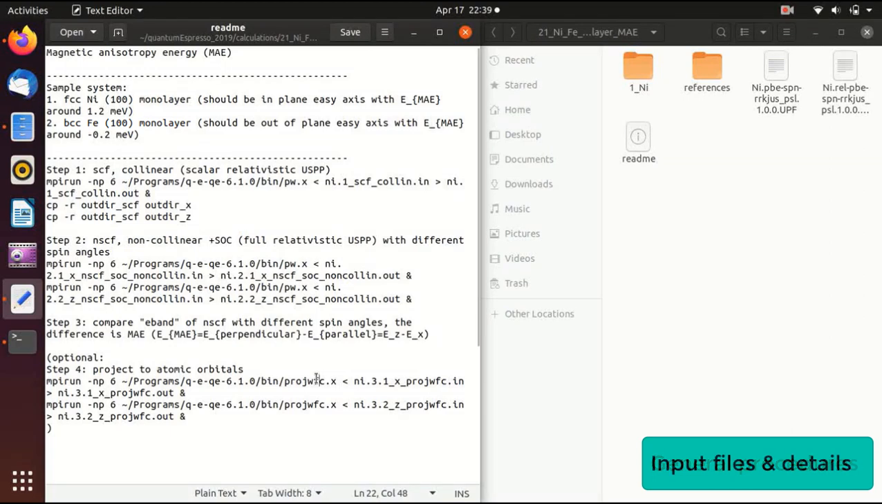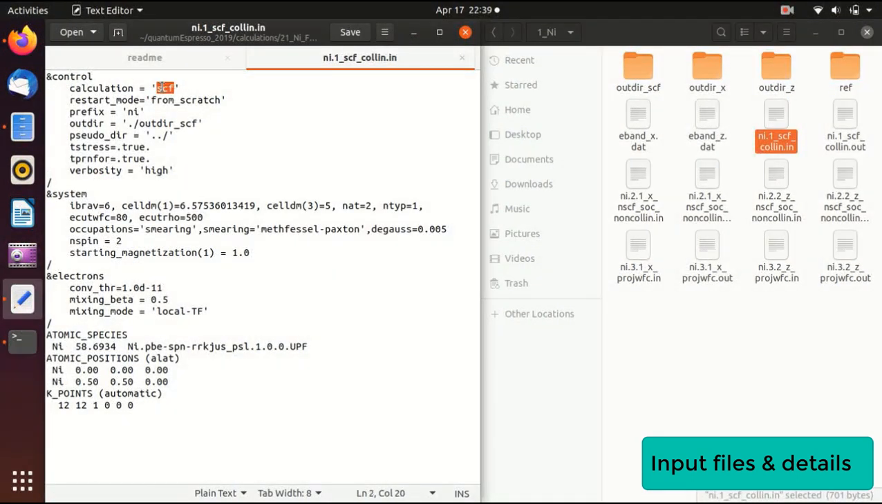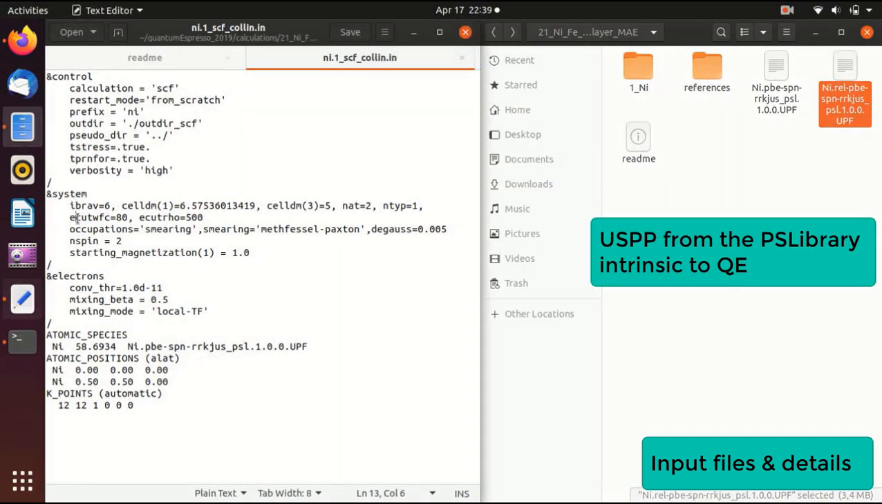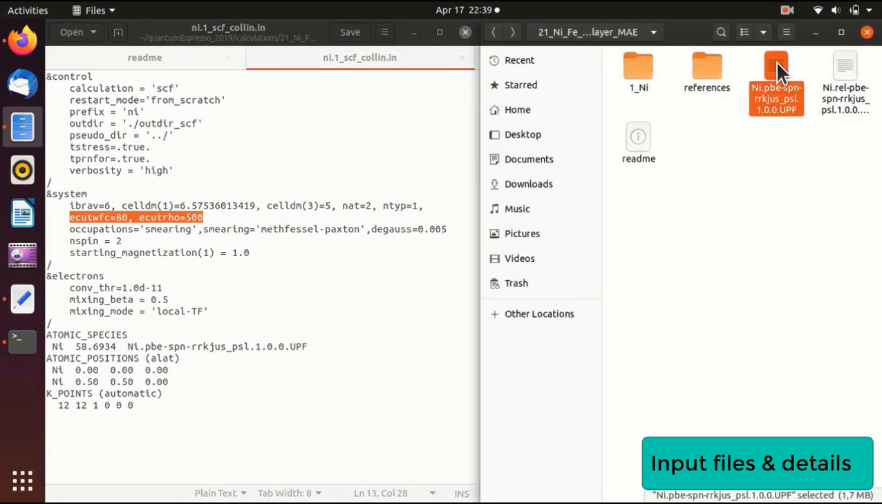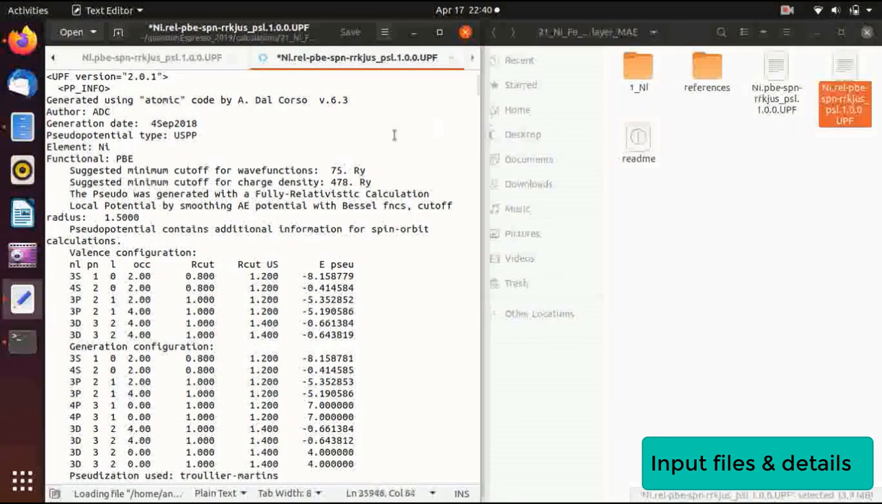And now let's take a look at the input files. So first we calculate the self-consistent calculation, and it's basically here. As I said, self-consistent calculation, and this is the output directory. And we put the pseudopotential file in the upper directory, that is basically here, those two. We have to choose the ecutwfc, this is the cutoff energy, and we can just see inside the pseudopotential file. There is a suggested minimum cutoff for the wave functions, 75, and this is ecutwfc, and this is ecutrho. So we choose it to be 80 and 500, and it's also the same for later use.